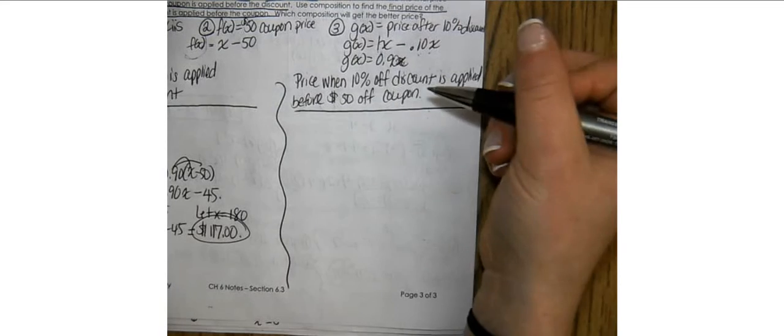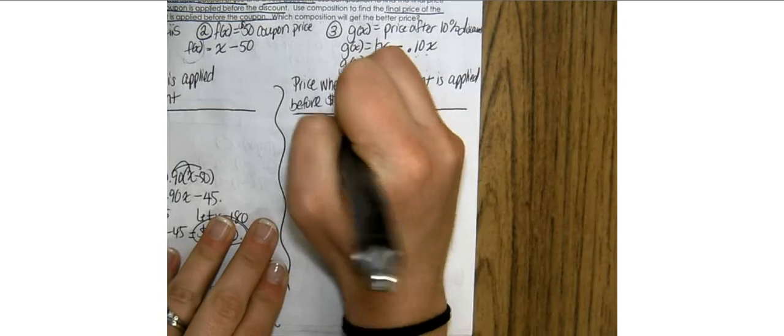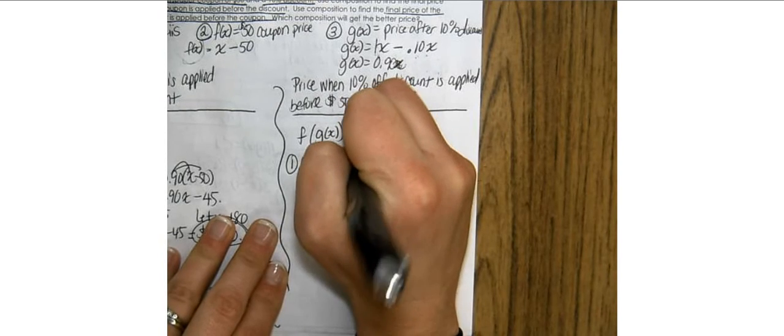Let's go ahead and look at the other side. So when you take the 10% off coupon, if that is applied first and then the $50 coupon, that means that we start on the inside and work our way out. We're going to work with the 10% off coupon first. So that's going to go on the inside. The g of x will go on the inside, and then we'll apply the f function. So the first thing we need to do is identify what g of x is. g of x is equal to 0.90x.